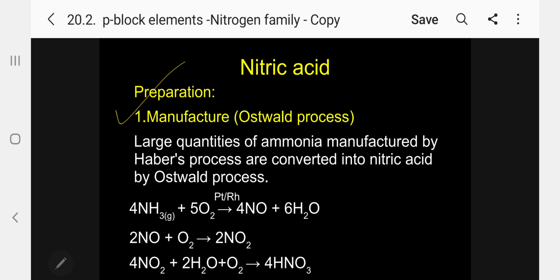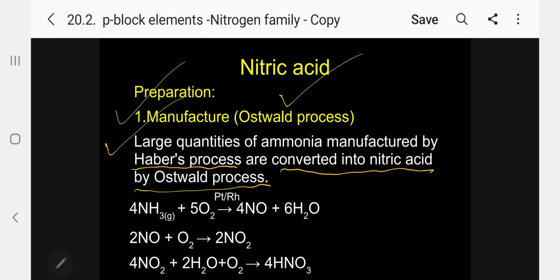Manufacture, large scale quantity. The process is called the Ostwald process. So commonly a question will be asked: commercial nitric acid can be prepared by the Ostwald process or the Haber process. So like that they will give. So you must memorize it is the Ostwald process. Large quantities of ammonia manufactured by the Haber process are converted into nitric acid by the Ostwald process.